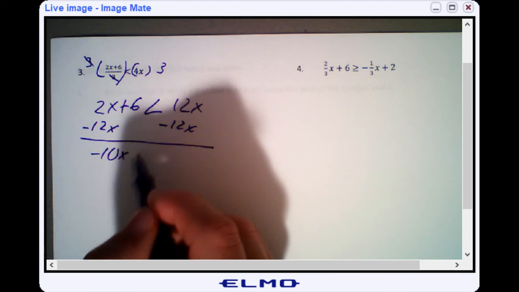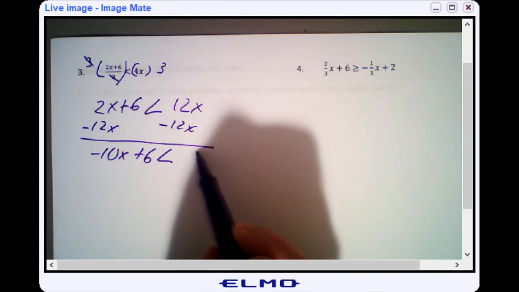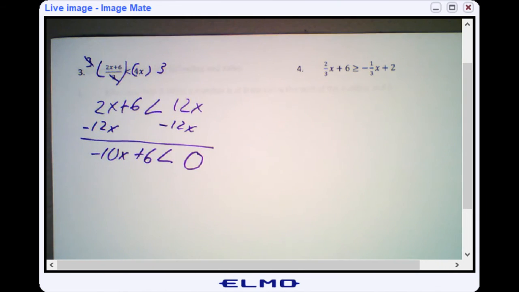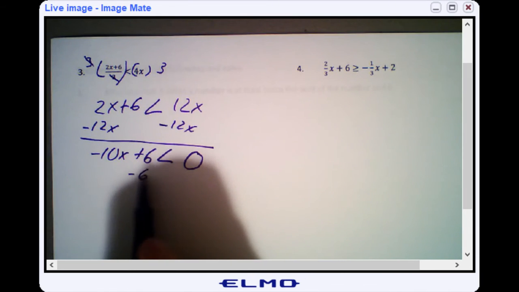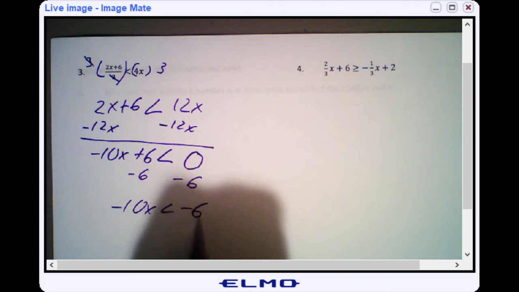I bring down the plus 6 is less than. We know 12x minus 12x is 0, so I'm going to write that in there for a second. Now, if variables are on the left, numbers are going to be on the right. I'm going to subtract 6 from both sides. We get negative 10x is less than negative 6.